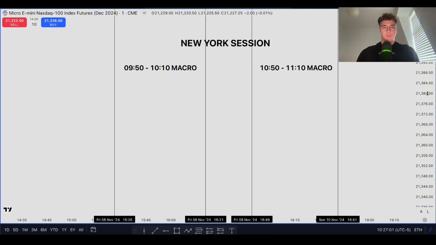In my actual backtesting and forward testing, I have found that the macro windows are a lot more accurate if you add around 5 minutes before and 5 minutes after. So instead of 9:50, it will be 9:45, and instead of 10:10, it will be 10:15. So it's now a 30-minute interval instead of a 20-minute interval.